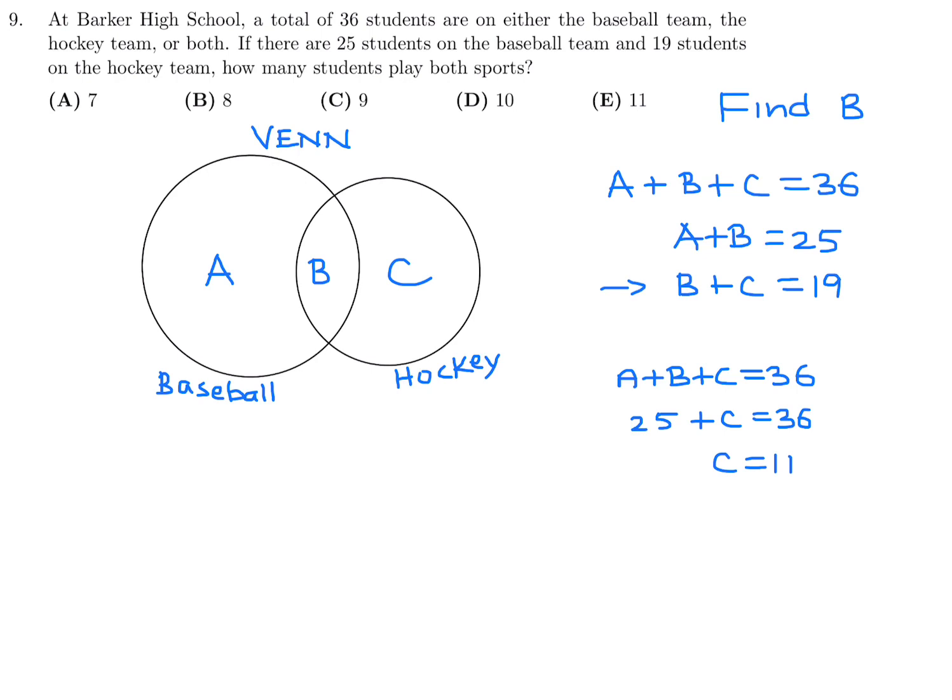Substitute that into there. And when you do, you get 11 plus B is 19. Solving for B, you get B equal to 8. And that's it. Number 9 is B.